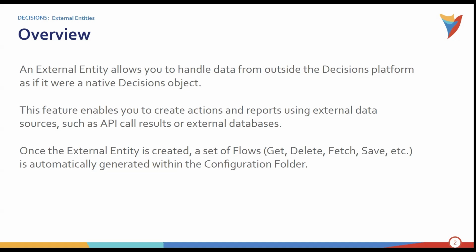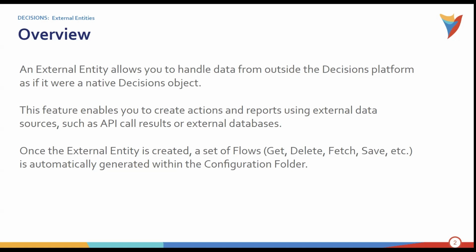After that, we can go ahead and check out the configuration folder, where we can find a variety of flows such as get, delete, fetch, and save. The get flow is just for retrieving the external data. Delete is for removing the data. Fetch is to access specific data points. And save is to store new or updated data.